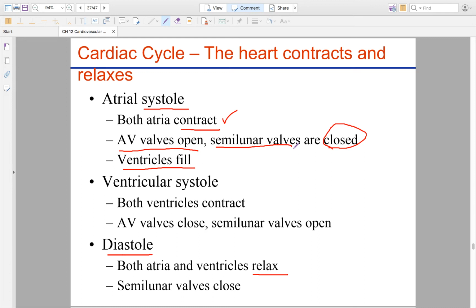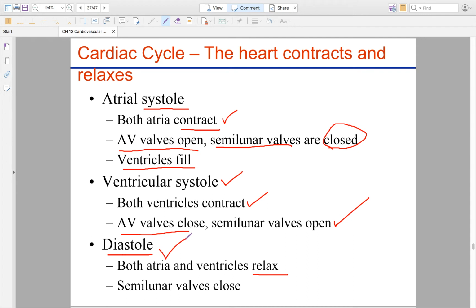All right, so then there's ventricular systole. This is when both ventricles contract. So the right and left ventricle of the heart are going to contract. And when that happens, first of all, the AV valves have to be closed. And when the ventricles contract, they're going to pop open both semilunar valves. Both the pulmonary and aortic semilunar valves will pop open. Okay, then we have diastole.